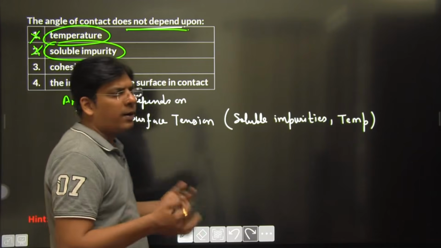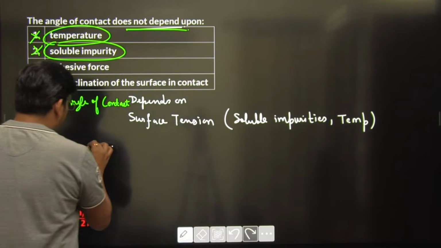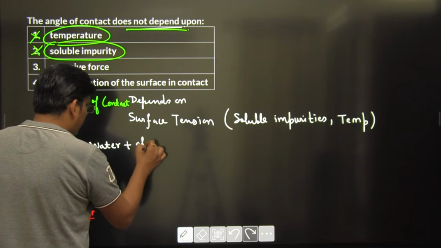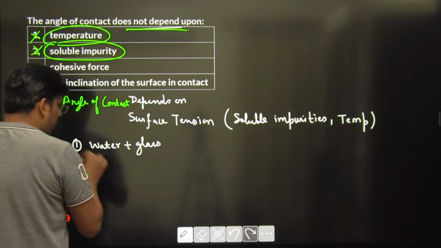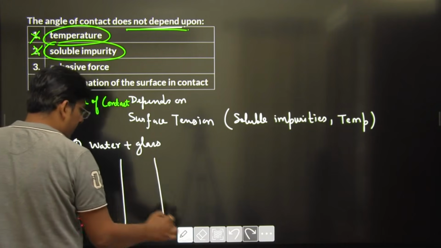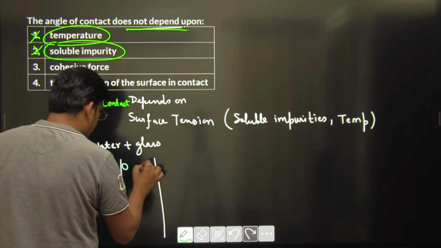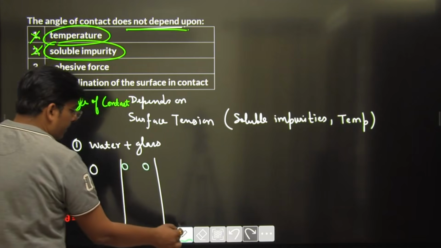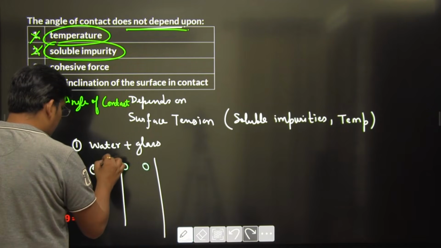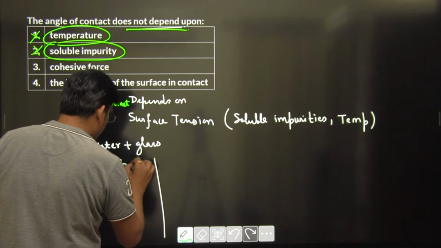How is the angle of contact or shape of the liquid meniscus decided? Let us take the example of water and glass. In the case of water and glass, this is a glass tube. This is a molecule of glass and this is a molecule of water. This is another molecule of water. Now the adhesive force between water and glass molecules is greater than the cohesive force between two water molecules.